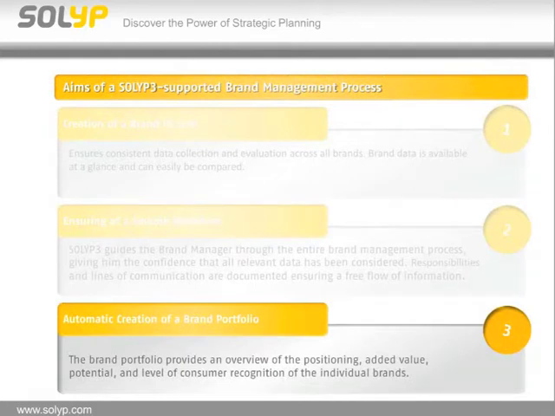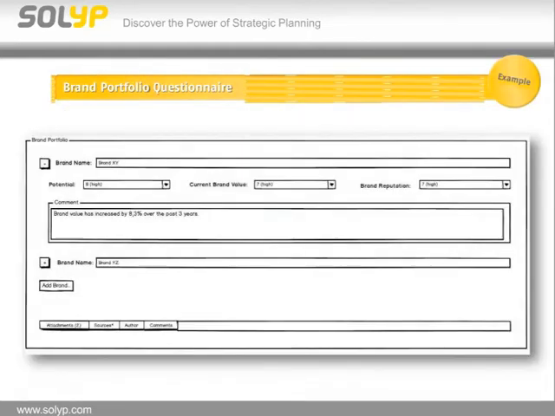The third goal is the automatic creation of a brand portfolio. Solib 3 facilitates the evaluation and comparison of brands based on different criteria, such as position, added value, potential, and level of consumer recognition. The result can be presented graphically as a brand portfolio at a push of a button.